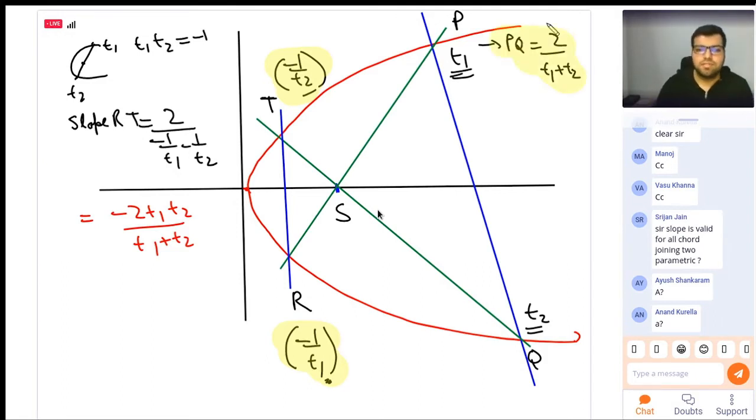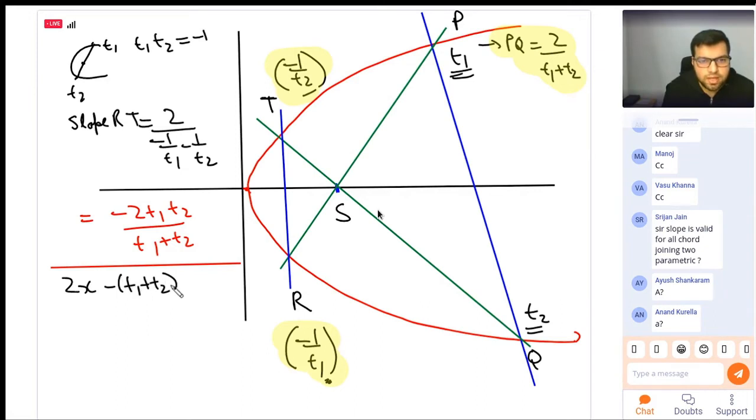Now next we will use the help of the equation Lx plus My equals 1. Let me see if I can solve it over here only. First I will write the equation of the chord. So 2x minus T1 plus T2 into y plus 2 T1 T2 is equal to 0, because in this case we are talking about y square is equal to 4x, so a is equal to 1. So the equation of the chord is 2x minus T1 plus T2 into y plus 2 T1 T2 equals 0. That is the equation of the chord PQ.